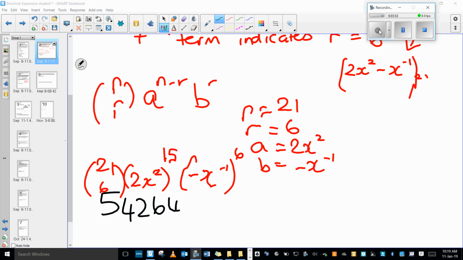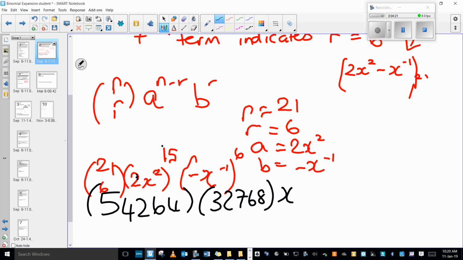So what do we have to do here? 2 to the power 15. Don't you have to multiply it? Now remember, we raise it to the power. I was talking about the x, the power of x. But remember this number here? You raise it to this power. 32768. And then we've got x to the power of 30.